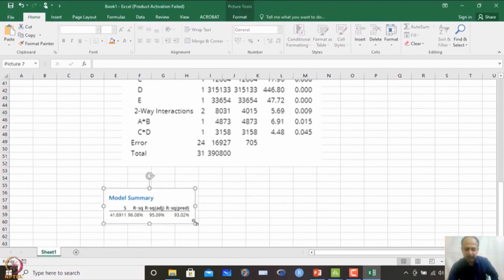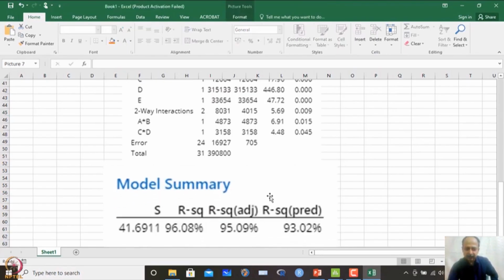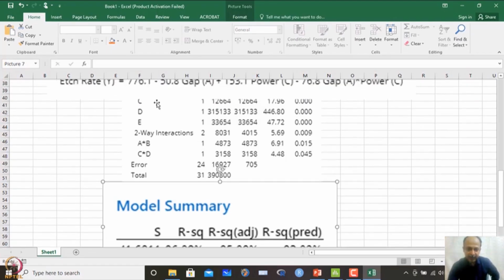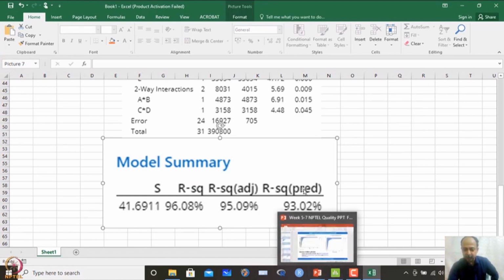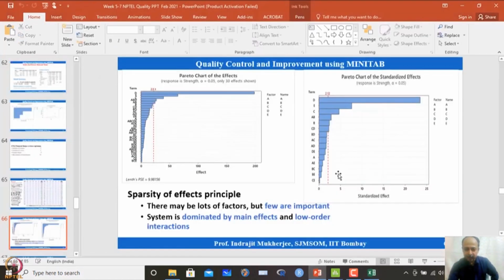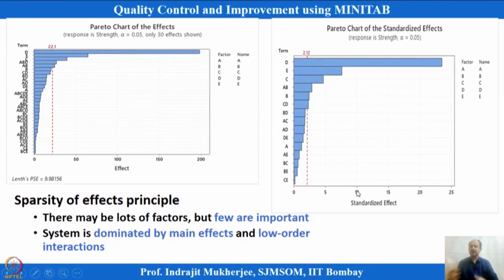I also have information on R square predicted, the prediction of these models that we are using with all these factors, main effects and interaction effects of A, B and C, D. R square adjusted value is 95.09, which is very good, and R square predicted value is 93.09 and 93.02, that is also quite good. So we have already found the best combination.